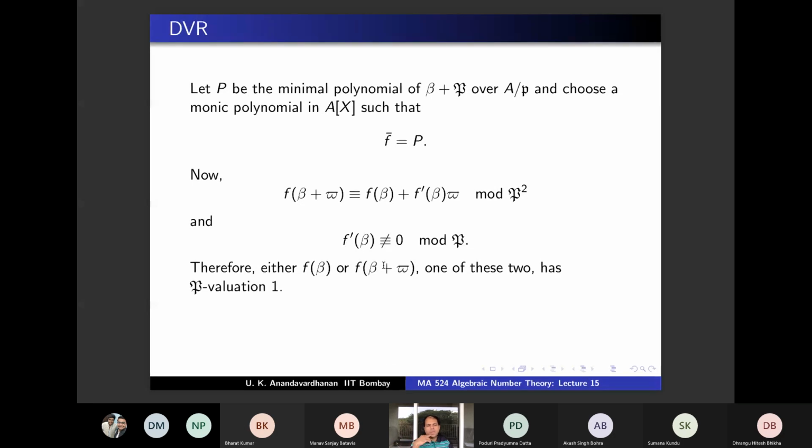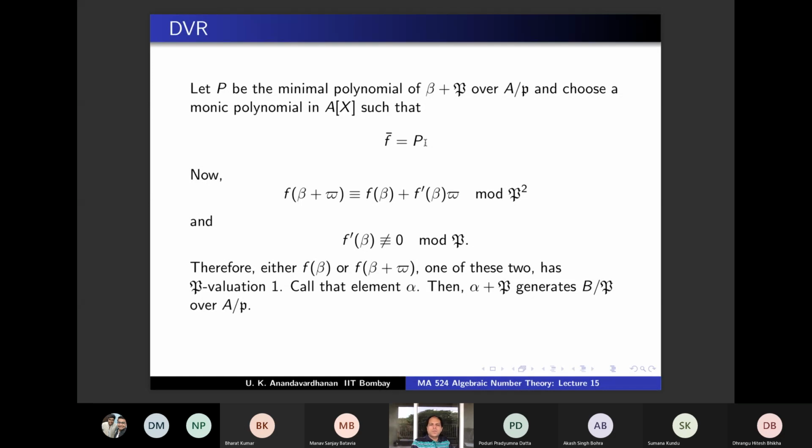With respect to capital P, valuation 1. You can also check that this will also generate this extension. B by P over A by P is generated by this, but it will be generated by this or this also. This you can check from the definition of f bar being P. So call this element alpha. Alpha plus P also generates B by P over A by P.